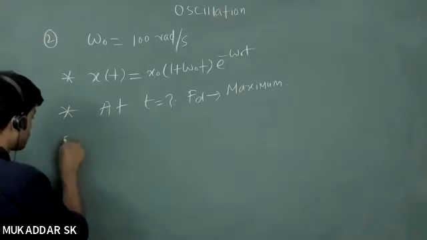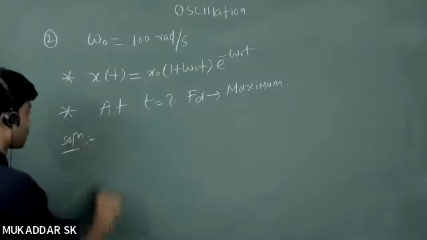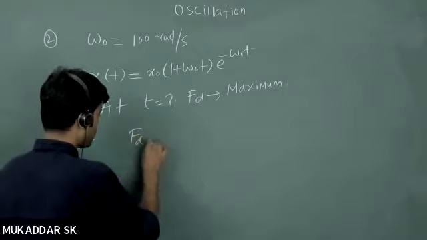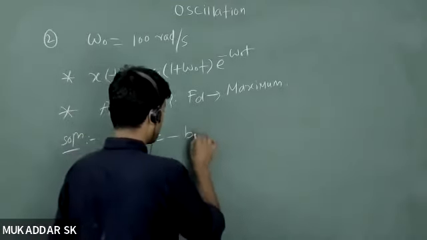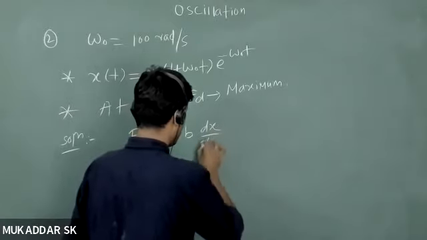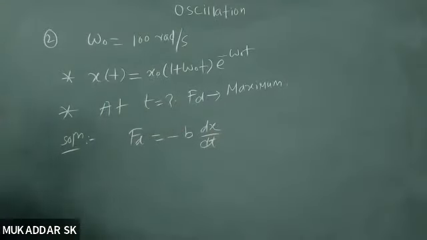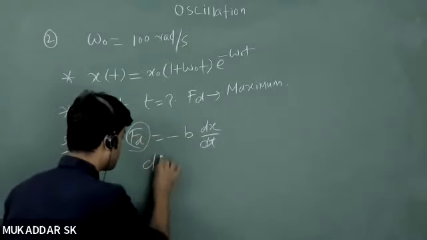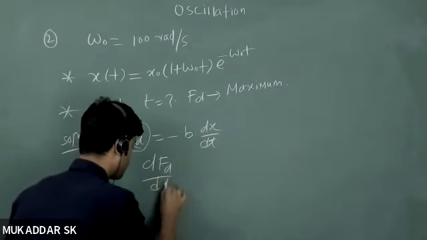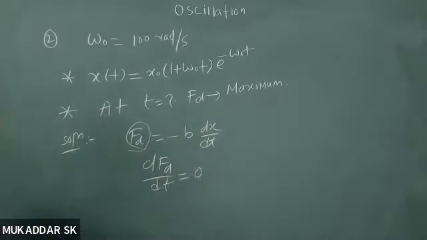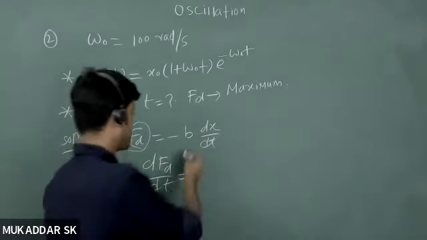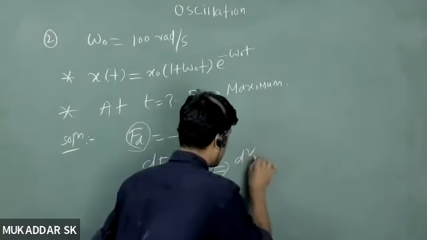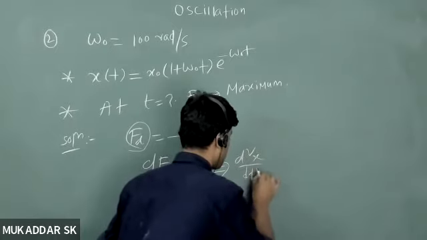so let us first write what is your damping force, that you know, minus B into V, right? And V is nothing but dx by dt, right? So this force is maximum means del F D by del T, that should be 0, right? So it means B is some damping parameter that cannot be 0. So what is the conclusion? Del square x by del T square should be equal to 0.